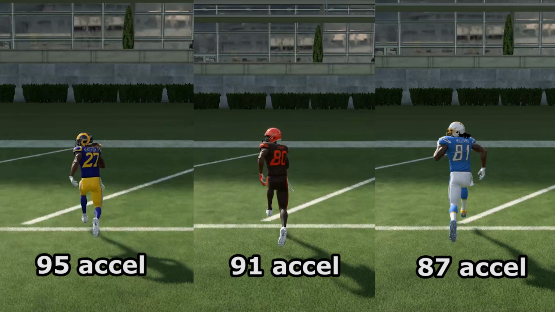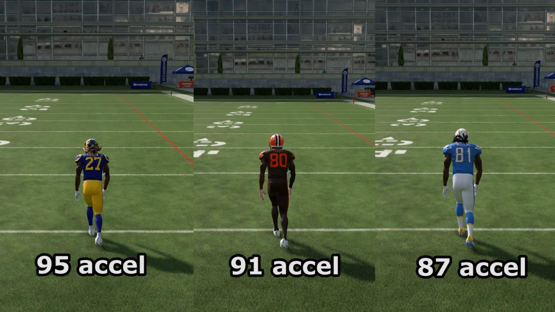I fully expected to see the players with higher acceleration ratings gain a small amount of separation over players with lower acceleration ratings. But it turned out that all 3 players covered the 50 yards in exactly the same amount of time. Darrell Henderson, despite having an acceleration rating 8 points higher than Mike Williams, gained 0 yards of separation over him.